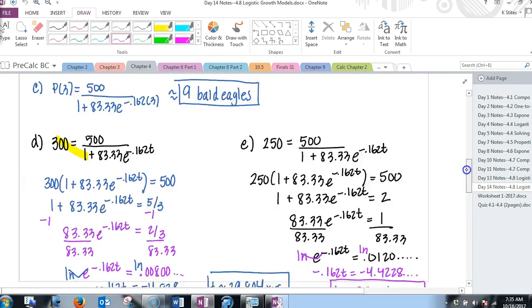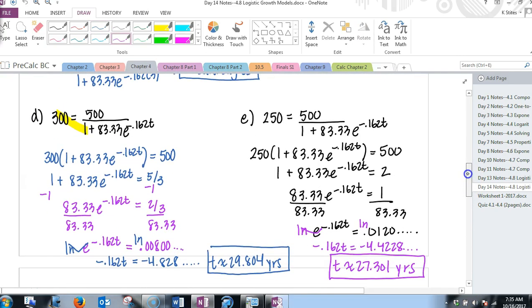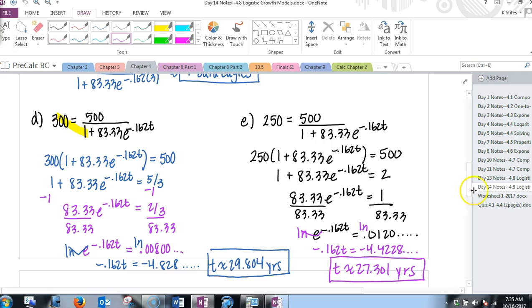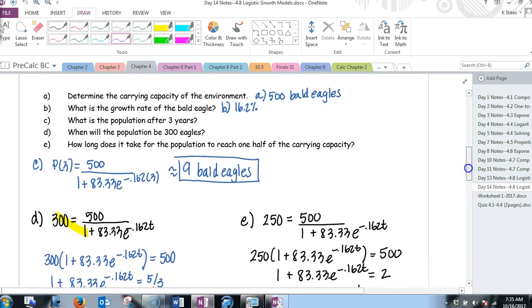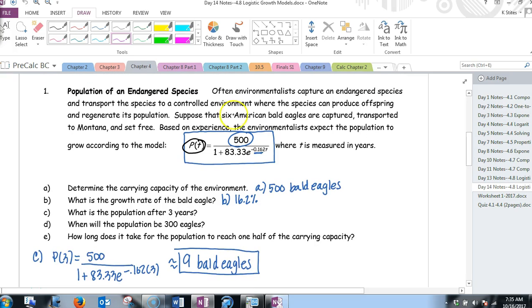All right, really quickly, before we go on to the next problem, I'm actually adding this after the fact. I just wanted to talk to you about the fact that this said there were 6 American bald eagles initially. So they told you that information, but you could have had a different part A that said how many bald eagles were there initially. And you could have figured that out from this problem.